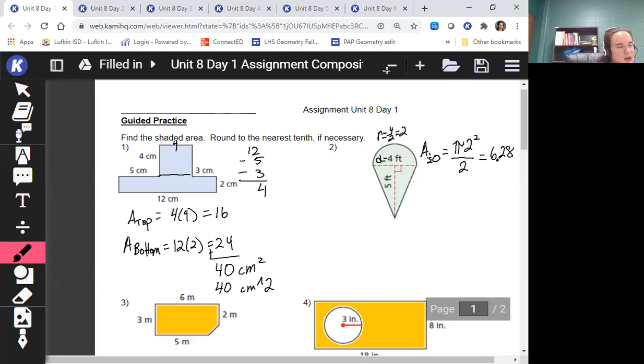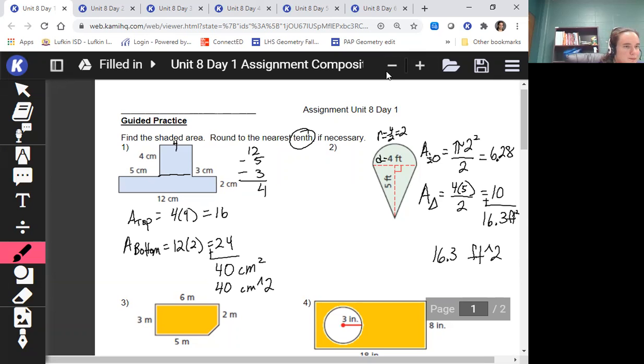6.28. And then we need the area of our triangle. So base times height divided by 2. So 4 times 5 divided by 2. And that is 10. And we're going to add these together because they were stacked on top of each other. So we get 16.28, but we're rounding to the nearest tenths place. So 16.3 feet squared. So again, when you're typing this into a computer, 16.3 FT for feet, your caret symbol, which is above your 6, and 2.